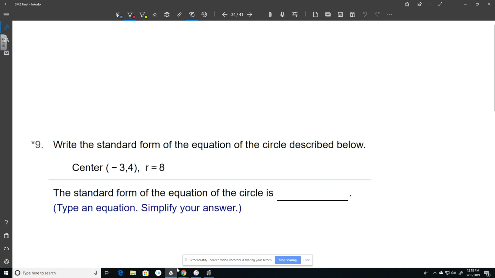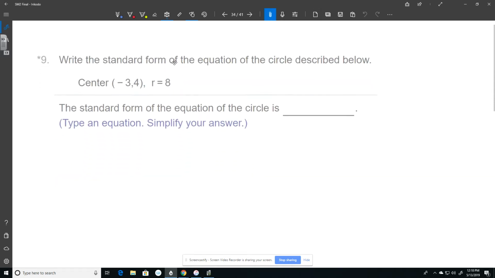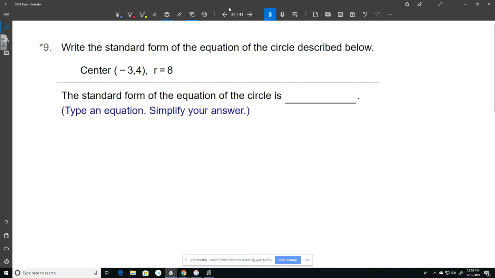So that's the first half of the test. That's all the old stuff. That's all the stuff that you should already know how to do. You've seen it. It's been a while, but you've seen how to do the problems. These next 8 are a lot more recent.